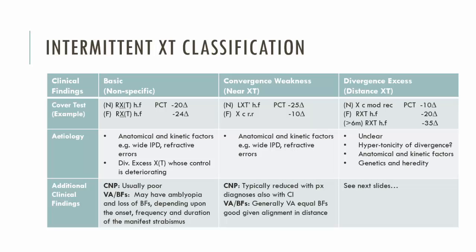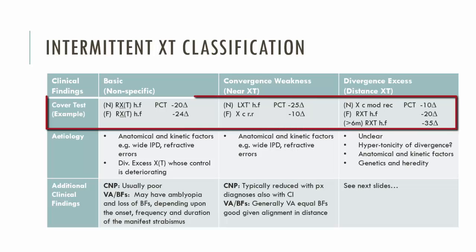Now, here I've provided you a summary table of some of the expectations we have of patients with the various types of intermittent XT. Let's start off with the cover test result. When we have a basic deviation, we expect that there will be an intermittent deviation at near and far, and that the deviation size won't exceed a 10 dioptre difference between near and far. For convergence weakness, the patient is manifest at near, controlled at far, and the difference between near and far will exceed 10 dioptres. And for divergence excess, we usually see control at near and manifest deviations in the distance.